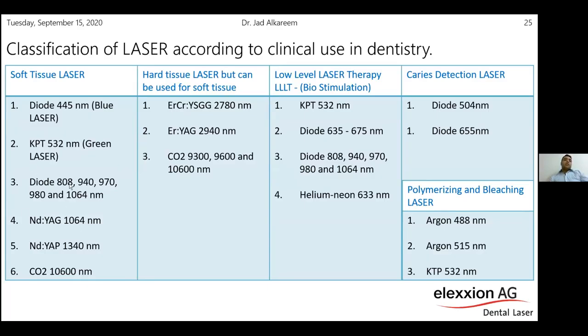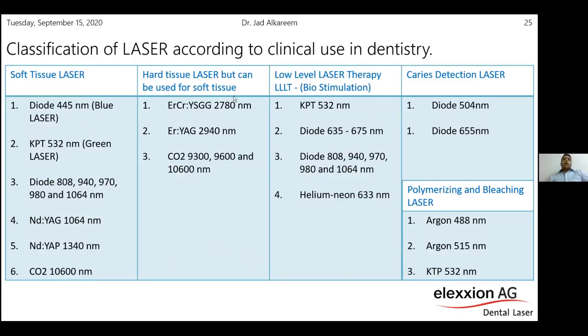Then we go with the diode 808, 940, 970, 980, and 1064 nanometer, and all of them are invisible. So the dentist will not be able to see them in the clinic because all of them are above 700 nanometer. And we have the Nd:YAG. It has 1064 nanometer, the Nd:YAP 1340 nanometer, and CO2 of 10,600. Those are mainly the lasers which are targeting the soft tissue.